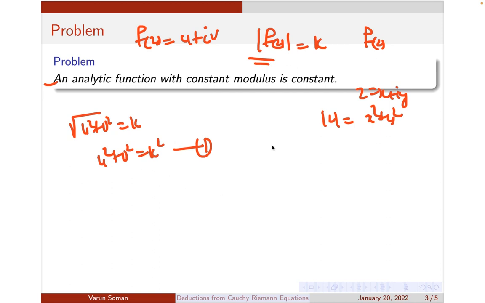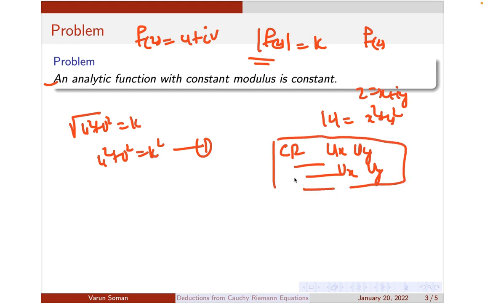Now I told you in every problem we will be using CR equations. In order to use CR equations, you should have ux, uy, vx, and vy. In every problem in the first module, we will be using CR equations. But now we have only got till u squared plus v squared is equal to k squared. There is no ux, uy, vx, vy, etc. So we are going to bring these partial derivatives into the picture.